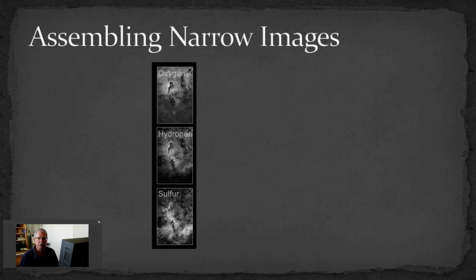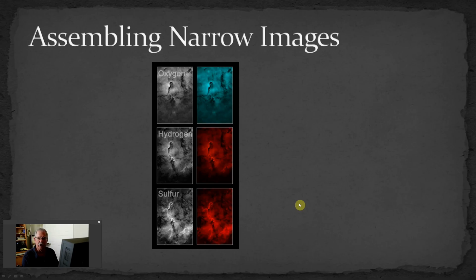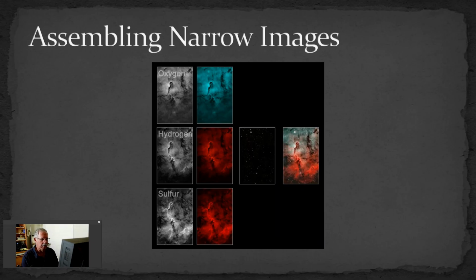So we can do the same thing we just did with our red, green, and blue. We know that oxygen is cyan, hydrogen should be red, and sulfur should be red. So we can color each one of those the correct color according to the wavelength of light that we're capturing. And when we combine that into an image, we get a color image, and you might even argue that it's close to a true color image.